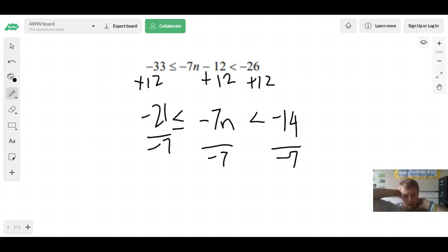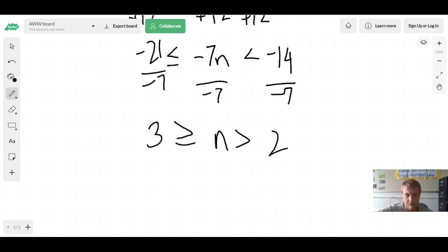But that's going to work out a little bit better. Okay, so then when we divide that, this is going to become 3. This is going to become 2. The signs are going to flip because we divided by a negative. So we flip the signs.